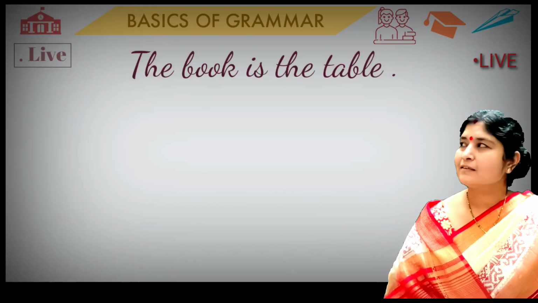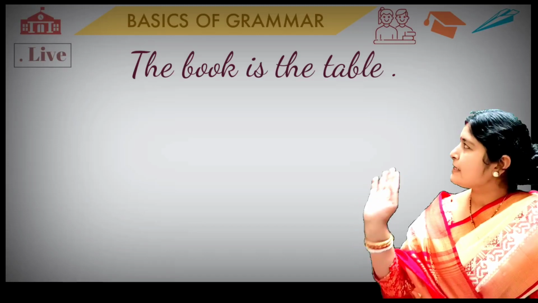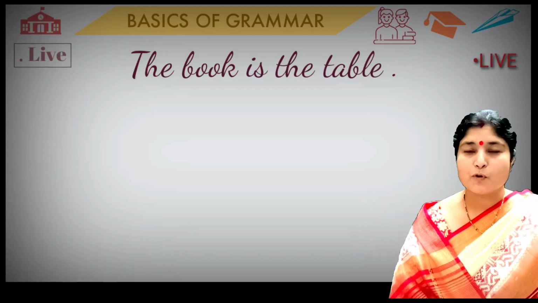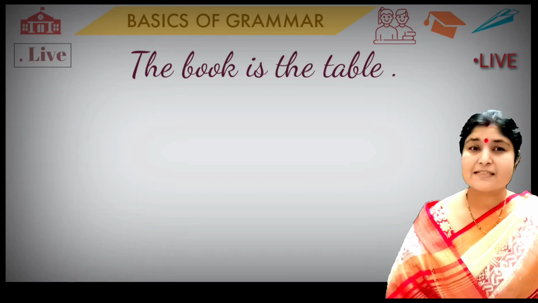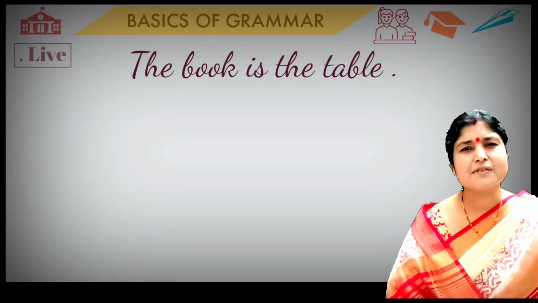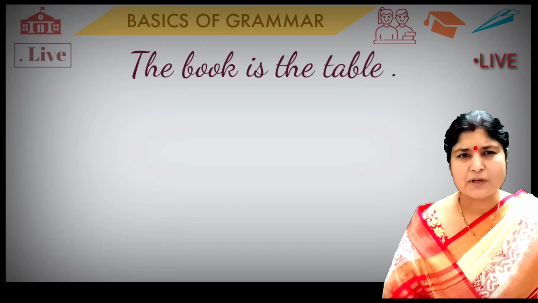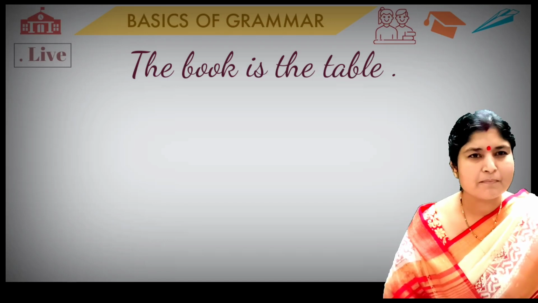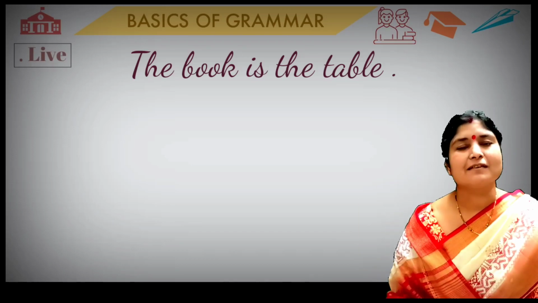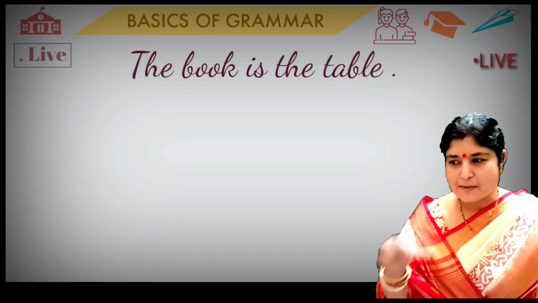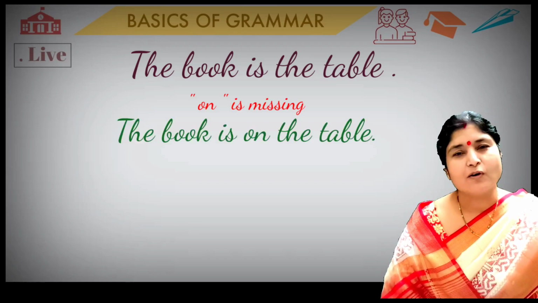You can see a sentence on the board. The book is the table. No doubt, this is a sentence, but this gives us a ridiculous meaning. The book is the table is the book. So something is missing here. So what is missing here? A simple word, on, is missing here. The book is on the table.